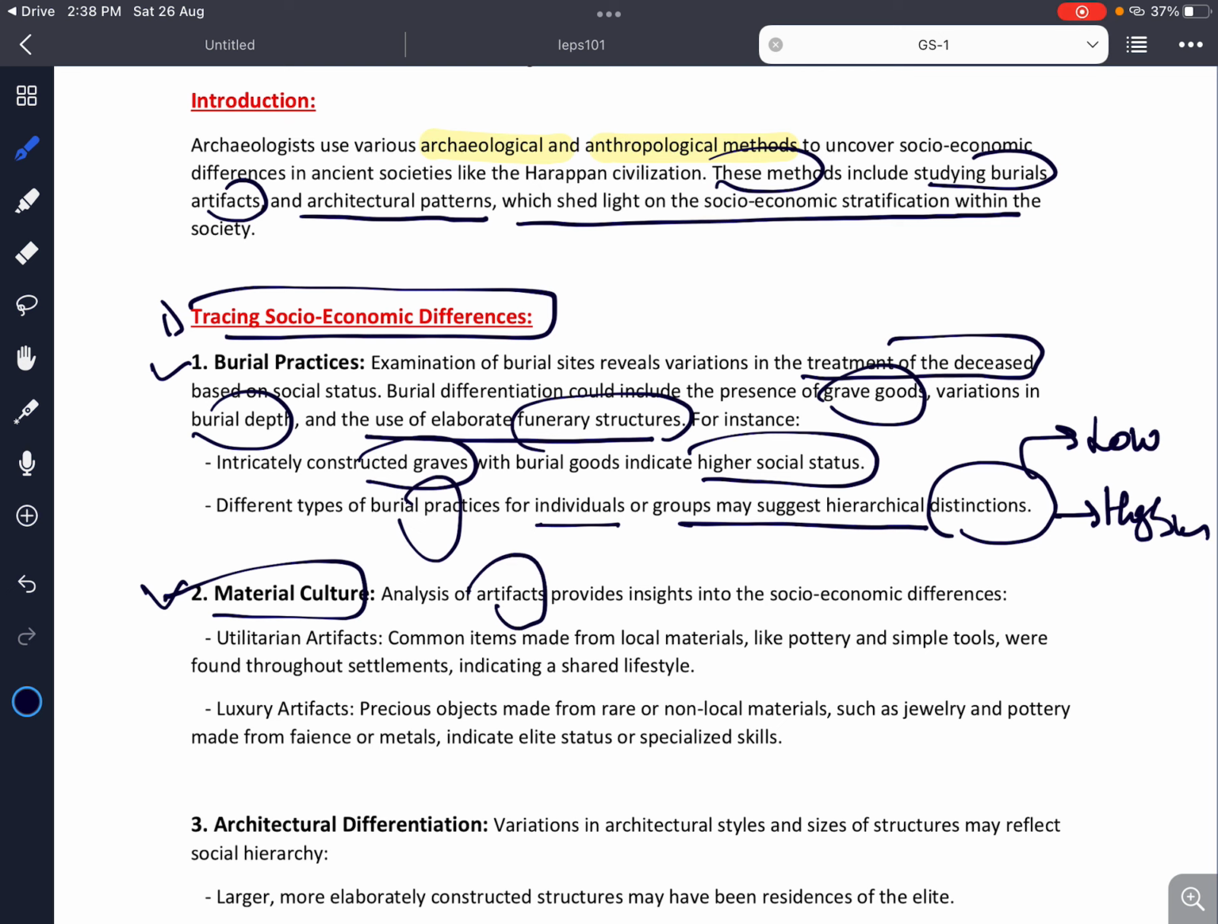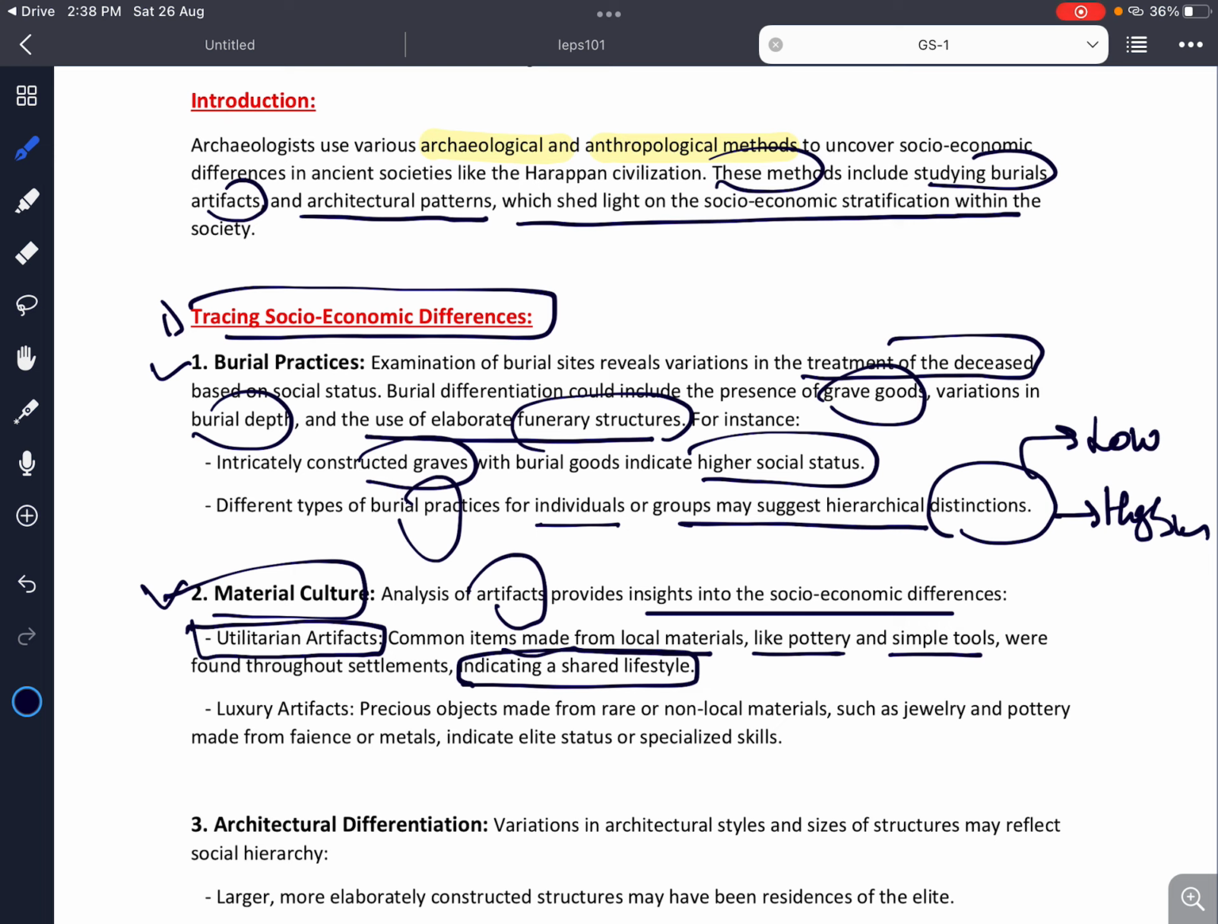Second difference is in material culture. Analyzing artifacts provides insights into socioeconomic differences. First of all, the utilitarian artifacts, means common items made from the local materials like pottery and simple tools, were found throughout the settlements, indicating shared lifestyle. Some artifacts are shared commonly across the sites found in Pakistan and India.